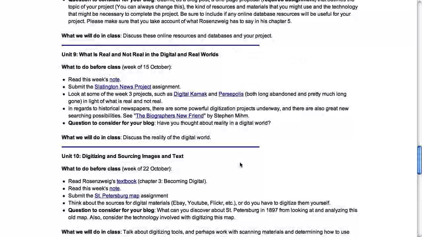Unit 9 of the course, What is Real and Not Real in the Digital and Real Worlds. This week we do a little bit of thinking, a little bit of reflection on digital projects. There's a few websites there that I want you to look at, and there's also an assignment here, the Slatington News Project, which involves looking at some fragments of a newspaper from 1907 from the town of Slatington and writing a short paper on those fragments.